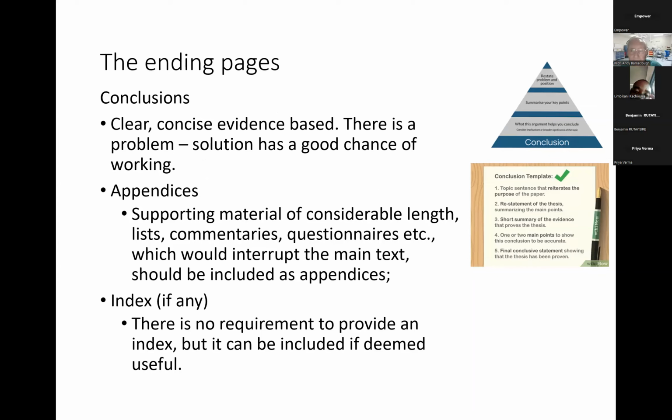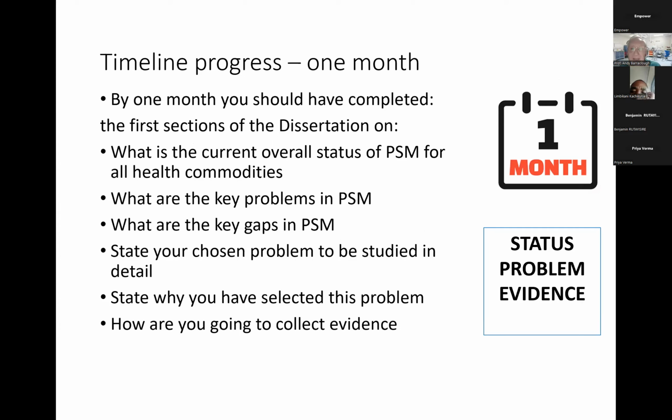So how does it look on progress? By the end of 1 month, you should have completed the first sections of the dissertation. What's the overall status of PSM? What are the key problems in PSM? What are the key gaps in PSM? What's your chosen problem to study? Why have you selected this problem? And how are you going to collect the evidence? That needs to be there at the end of month 1.